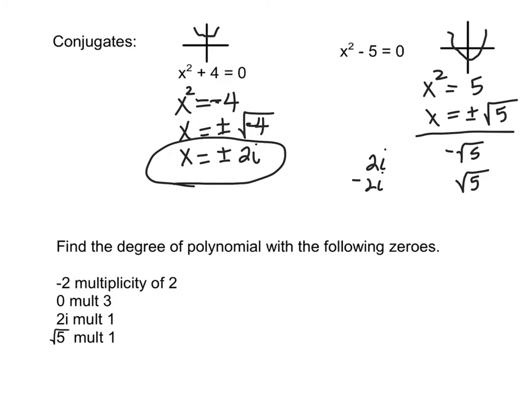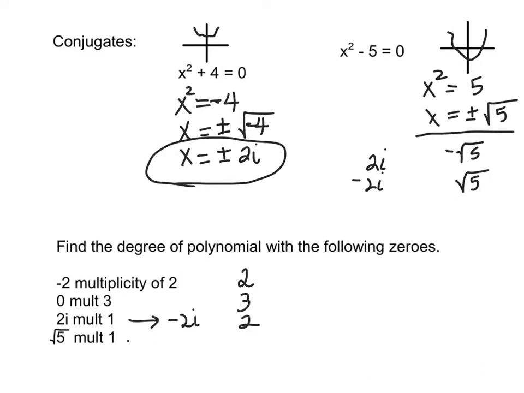And what they're trying to get at here is, do you remember that some of these factors come in pairs? So for instance, it says negative 2 multiplicity of 2. So that would be degree 2. 0 multiplicity 3, that's 3. 2i multiplicity 1, well, this comes in a pair. So it's not only 2i, but it's negative 2i. So this would be a 2.